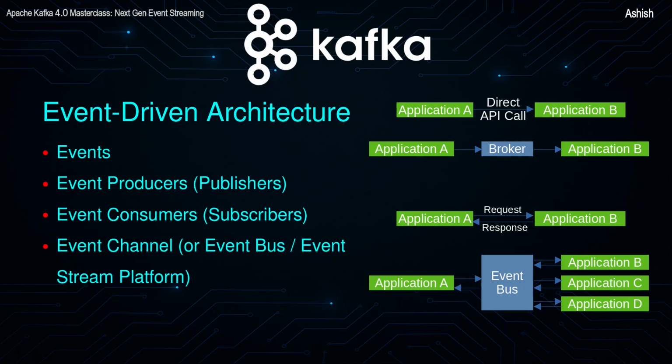Next, we have the event channel, or event bus, or the event stream platform. This is the central nervous system of an EDA. It's the mechanism that transports events from producers to consumers. This is where Apache Kafka fits in. Notice how the producers and consumers are completely independent. They are decoupled in time and space.